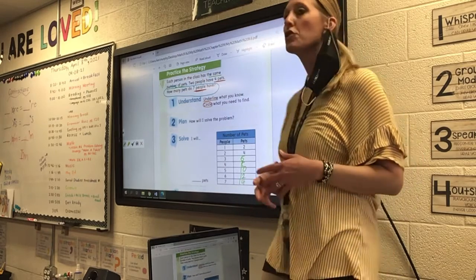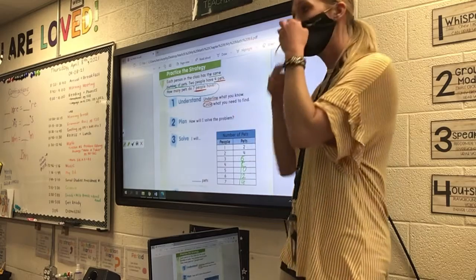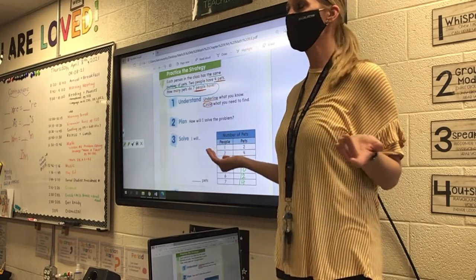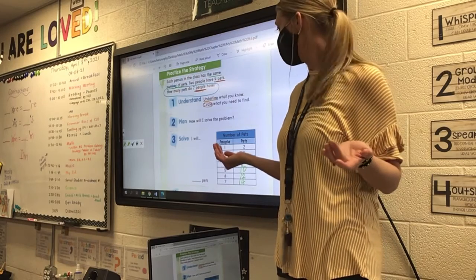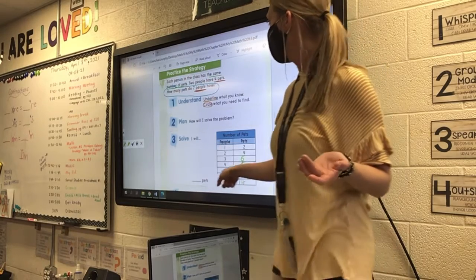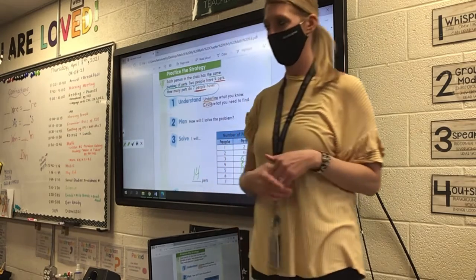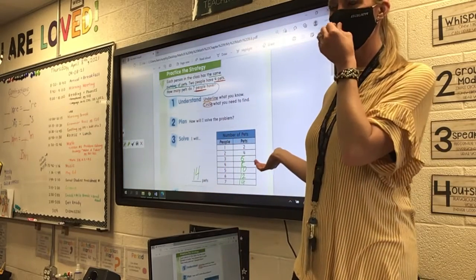Now, a lot of times in charts, you will see a pattern. You guys are adding 2s, and what we were doing is skip counting. Okay? So, 7 people have how many pets? 14. Does our answer make sense?